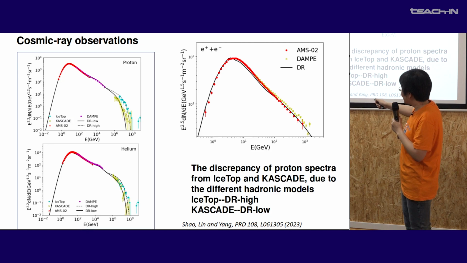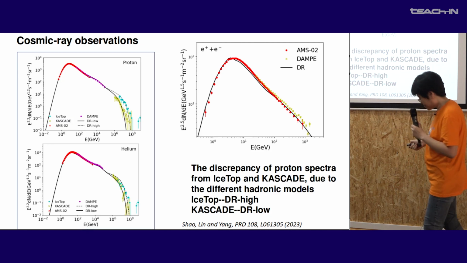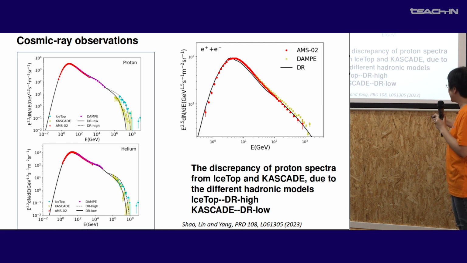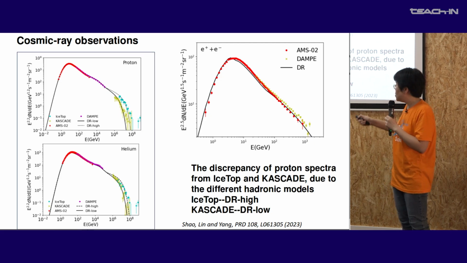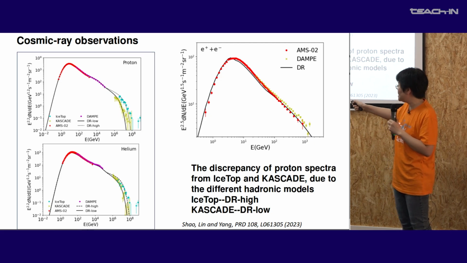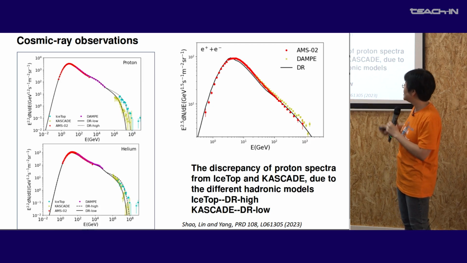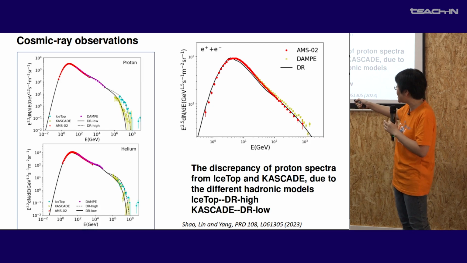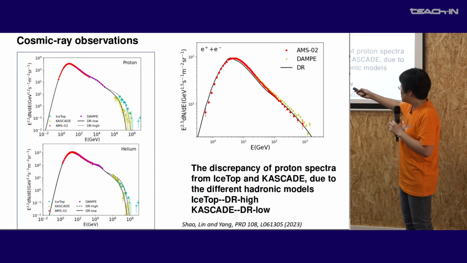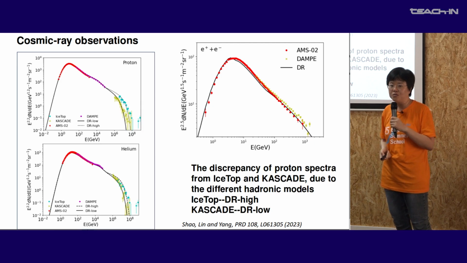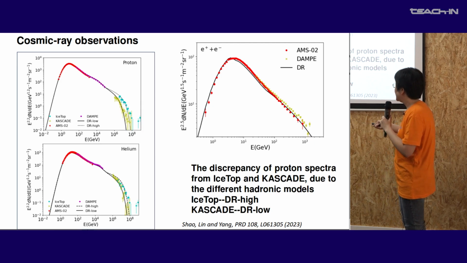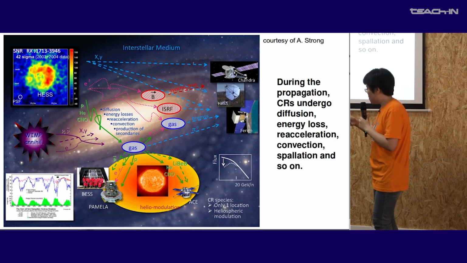If you see there's a gap between the blue and the yellow, that's because different experiments like KASCADE and IceTop use different hadronic models. So when they do the analysis, they found a gap between them, but the discrepancy is not that big. So we have the cosmic ray injection from, we assume, the supernova explosion. And what do we do?